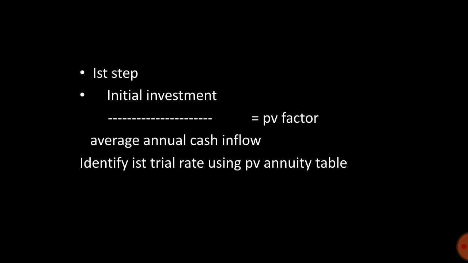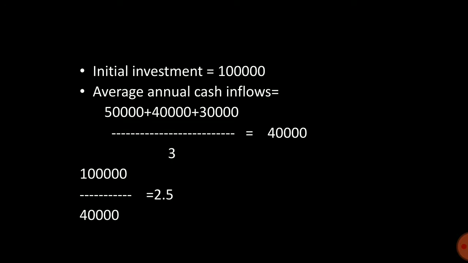Here PV factor is equal to initial investment divided by average annual cash inflow. Initial investment is given in this question, that is 1 lakh, and we want to find out average annual cash inflow. Annual cash inflows are 50,000, 40,000 and 30,000. Life of the project is 3 years. So average annual cash inflow is equal to 50,000 plus 40,000 plus 30,000 divided by 3, and that is 40,000. So PV factor is equal to 1 lakh divided by 40,000, and PV factor is 2.5. So with the help of this formula, we got the PV factor.